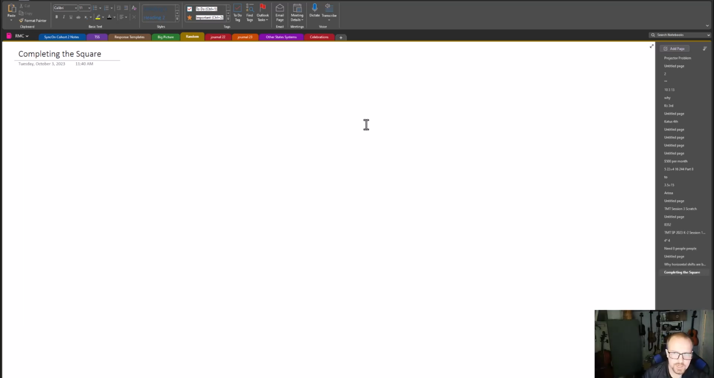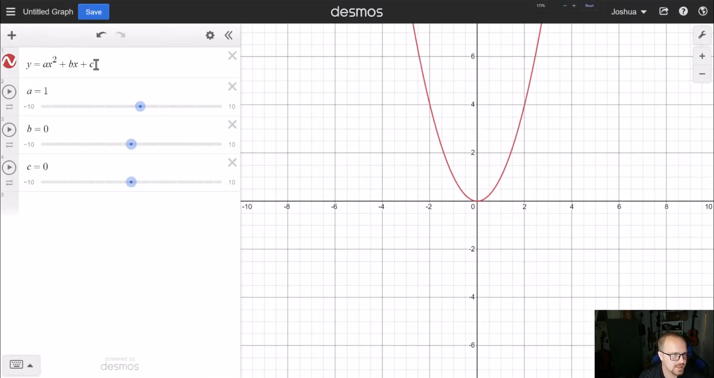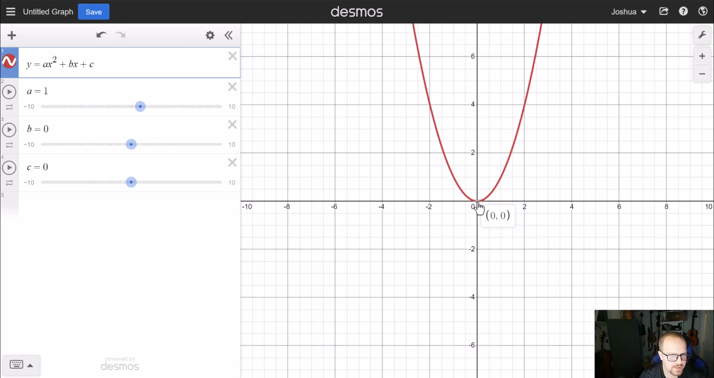All right, I'm going to give a shot to explaining what completing the square is, why we care about it, and how it works. So first of all, let's imagine that we have a kind of plain Jane parabola, quadratic, looks like this, of the form y equals ax squared plus bx plus c. You can see our a here is 1, our b is 0, and our c is 0. So right now this is plain old x squared.